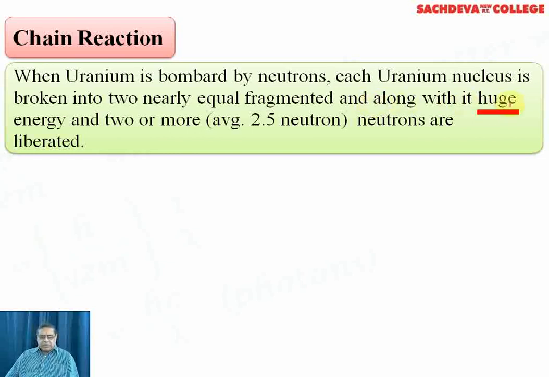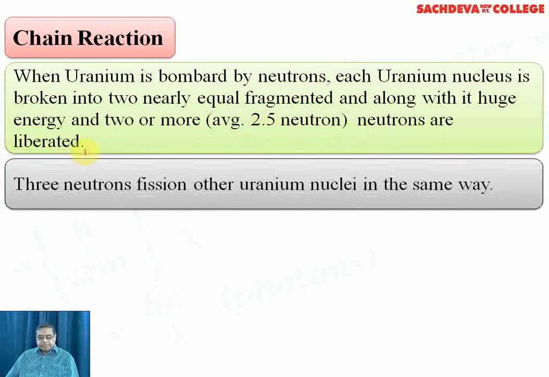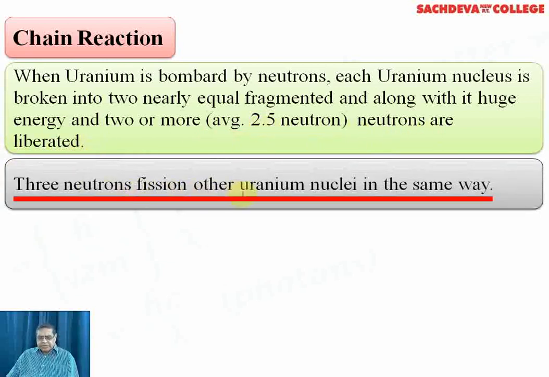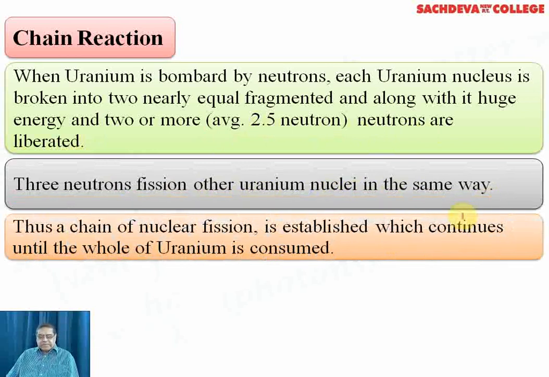Along with huge energy, 2 or more, on average 2.5 neutrons are liberated. These 3 neutrons fission other uranium nuclei in the same way. Thus, a chain of nuclear fission is established, which continues until the whole of the uranium is consumed.